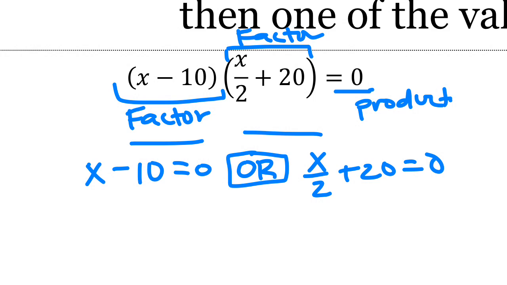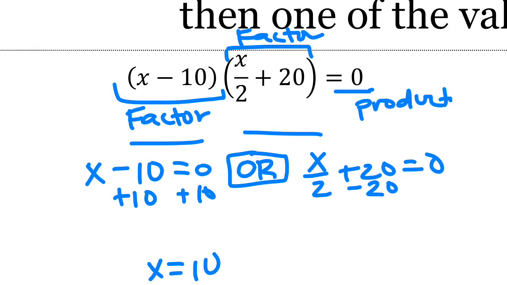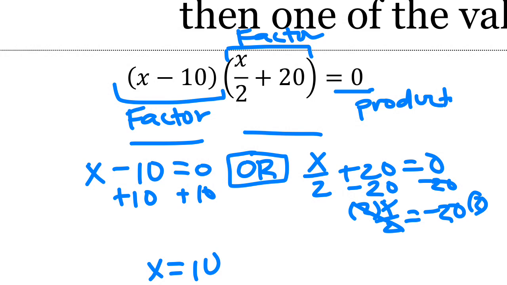When we do that, we can solve each of these much simpler equations without much hassle. So we find x equals 10, and x over 2 equals negative 20, so multiply both sides by 2. Remember, multiplication undoes division, and this gets us x equals negative 40. Which means that we know our answer is x equals 10 or x equals negative 40.